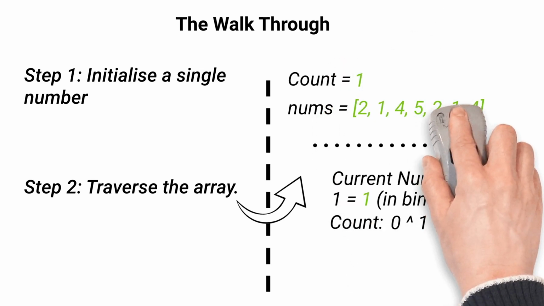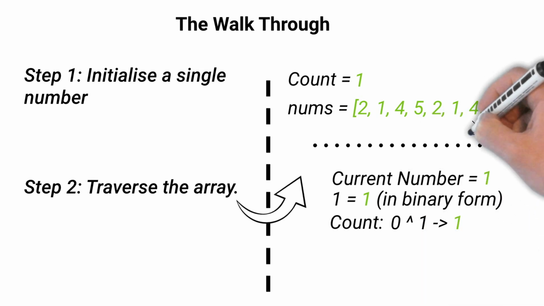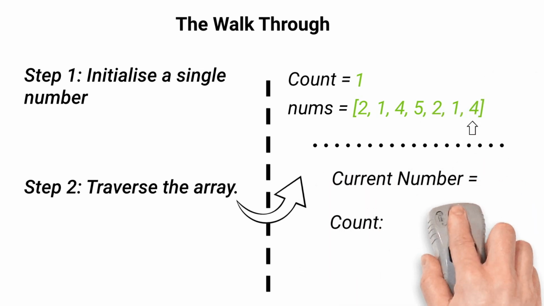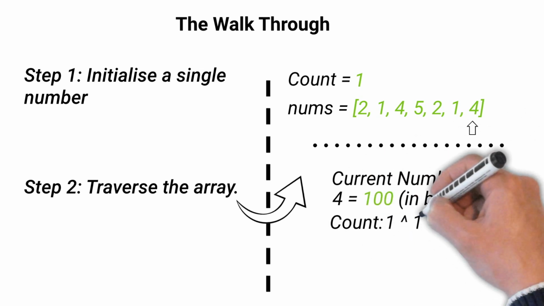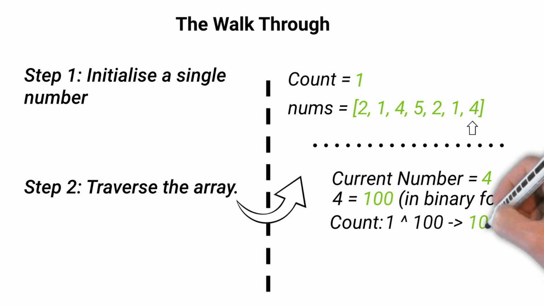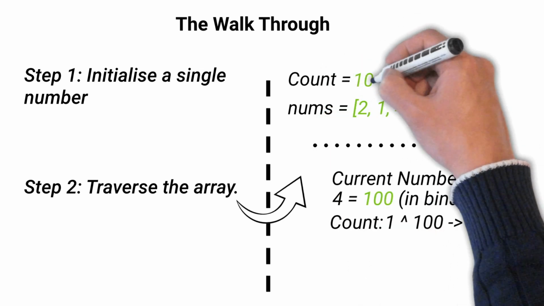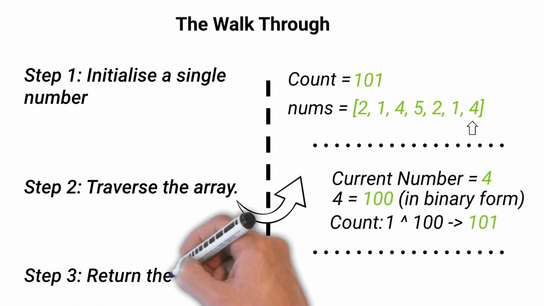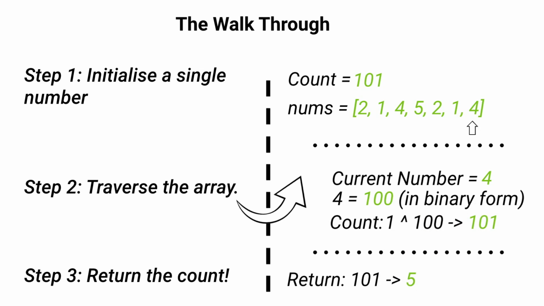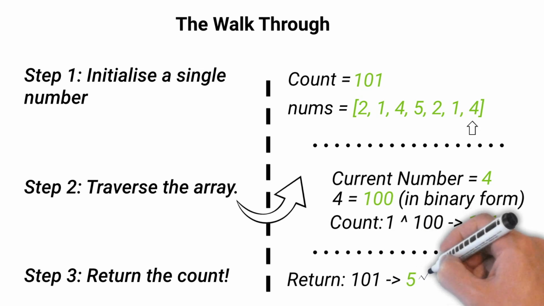And finally we move the pointer to the last element in the array, which equals 4. So we set the current number equal to 4. 4 in binary is 100. 1 XOR 100 is equal to 101. 101, when converted out of binary, is equal to 5. So step 3, we return the count. Count is 5, which is exactly what we were looking for.